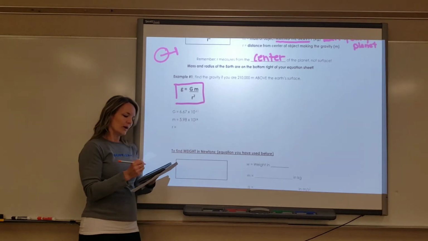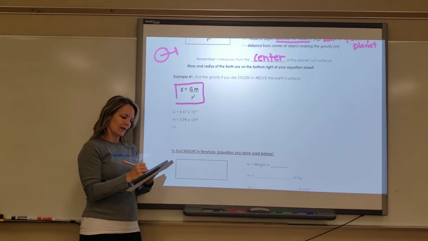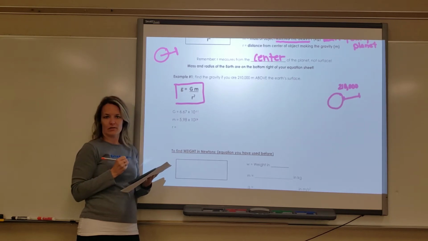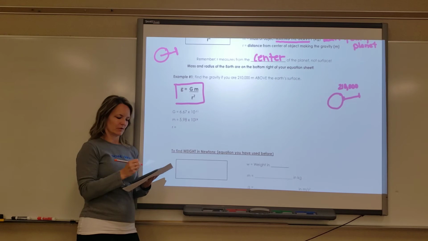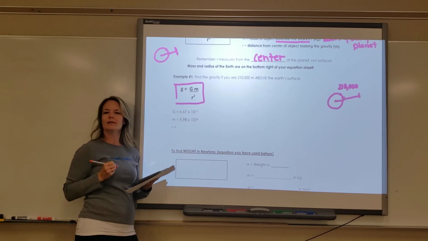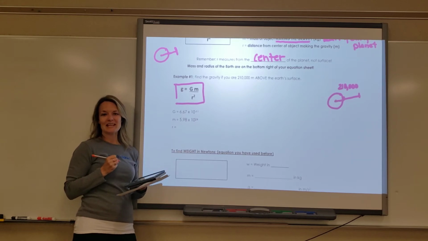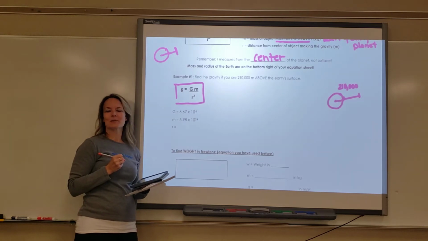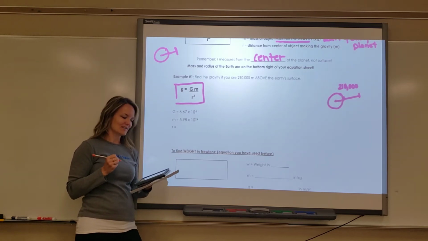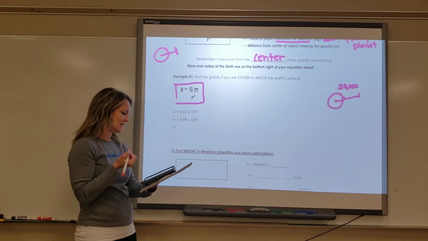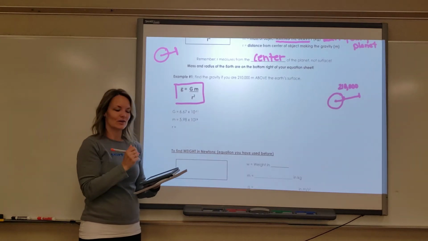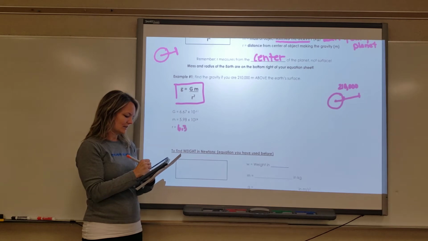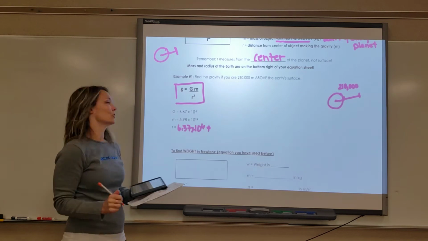Once again, it gave us 210,000 meters above the surface of the Earth. We don't want above the surface, we want to the center of the Earth. So the tricky thing about this is you just have to remember to add that 210,000 to the Earth's radius. Okay, Earth's radius, we have it stored in our calculator. It is 6.37 times 10 to the 6th. It's also on the bottom left side of your equation sheet.